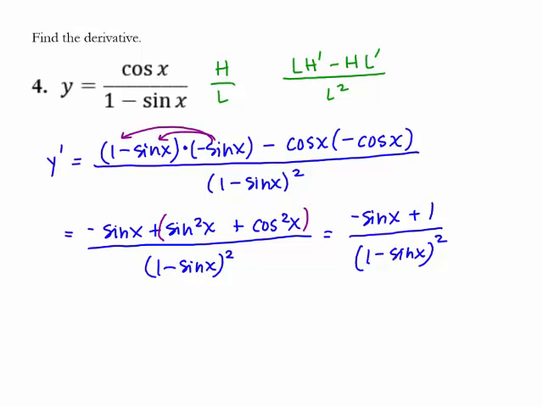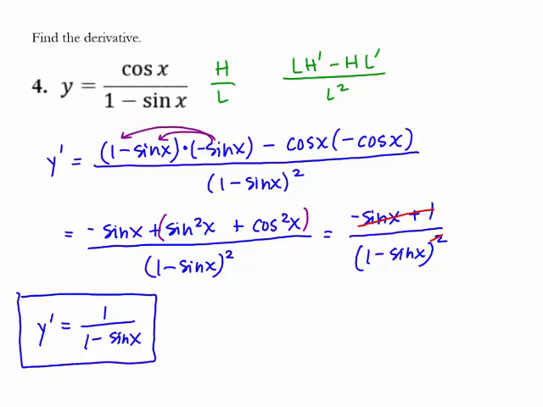And although these things are in different places, they have the same sign. So we can cancel one of them. Negative sine x plus 1 is the same thing as 1 minus sine x, leaving me just 1 in the numerator and 1 minus sine in the denominator. So that is the final simplified derivative for this expression.